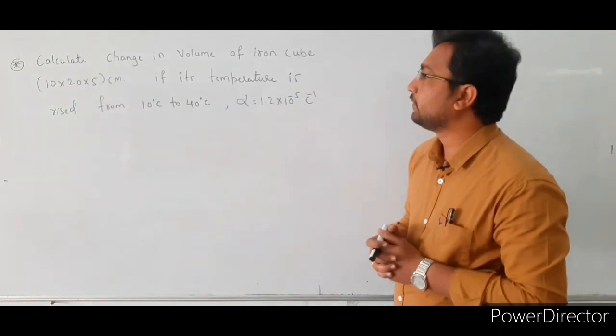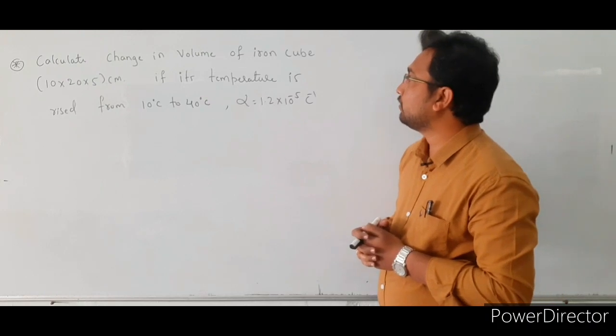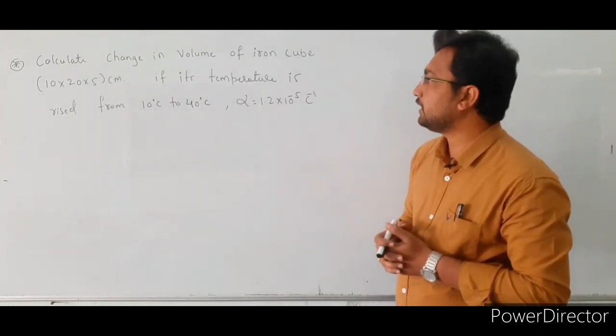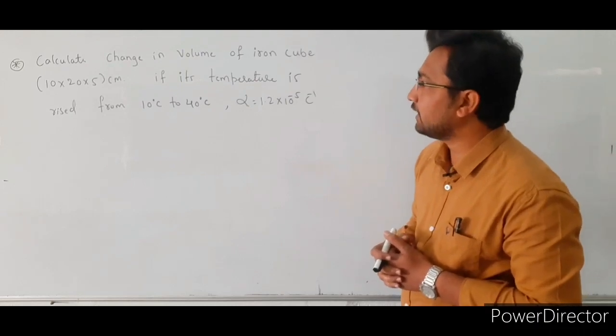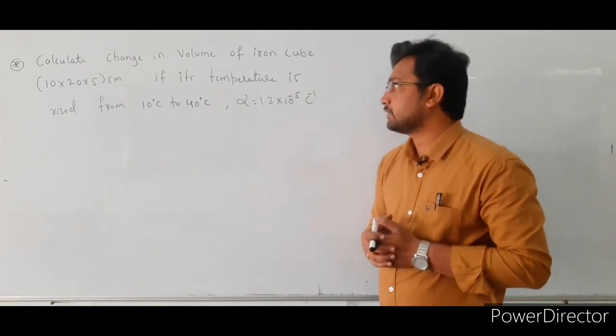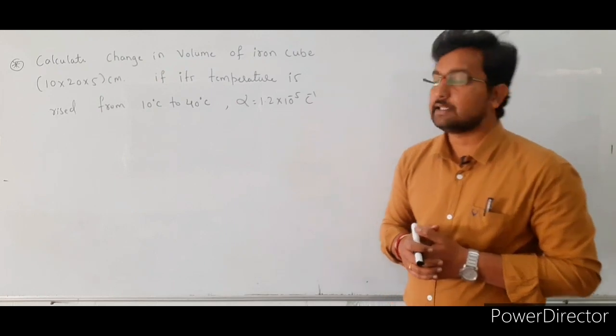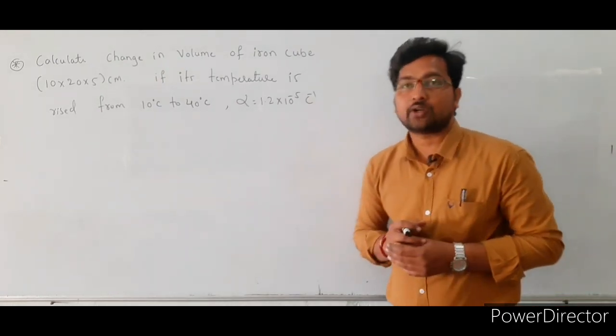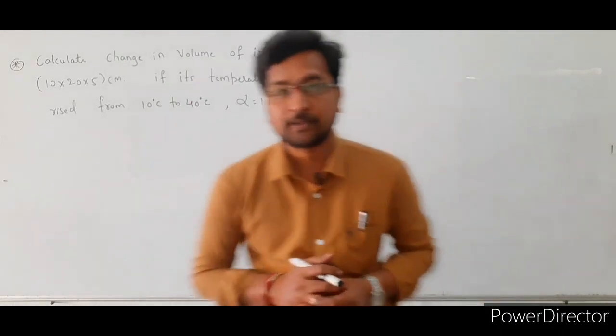See the next problem here. Calculate the change in volume of an iron cube. That is given as 10 into 20 into 5 centimeters. If its temperature is raised from 10 degrees Celsius to 40 degrees Celsius, and the alpha value is given: alpha is equal to 1.2 into 10 to the power of minus 5 per degree Celsius.